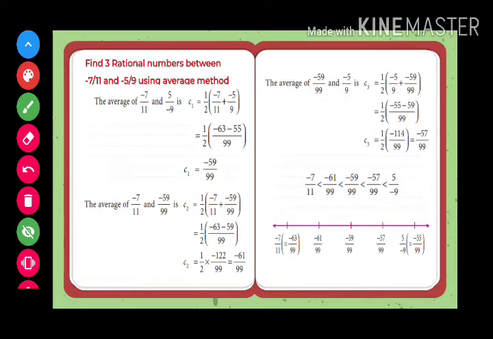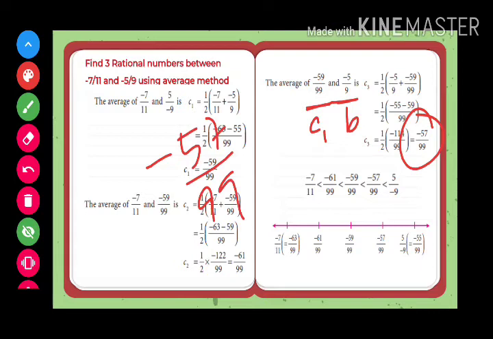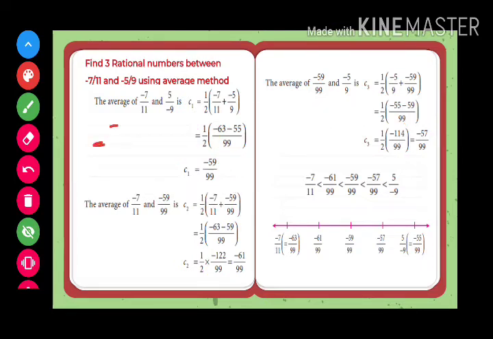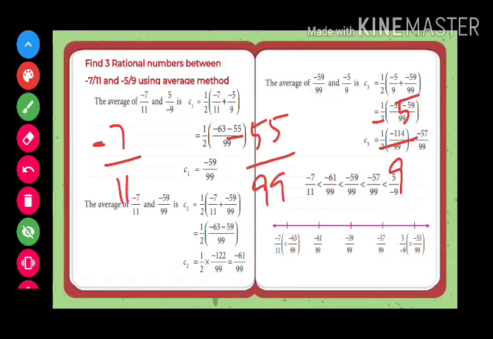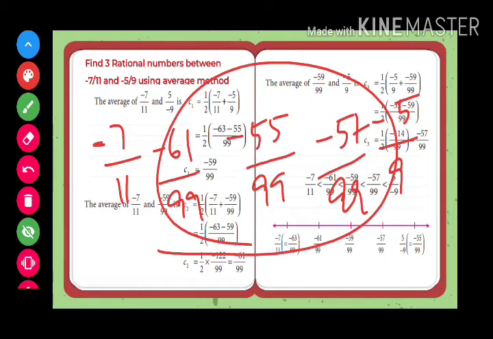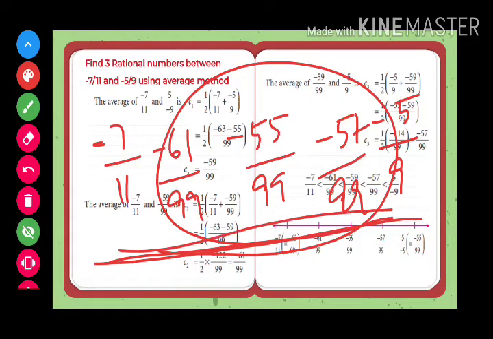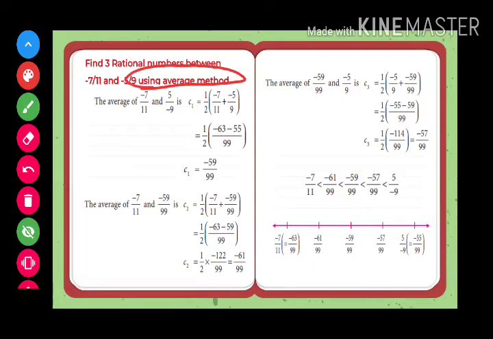Okay, see the average, this is C1 and this is B. So hence the number we got is minus 57 by 99. So the numbers we found between minus 7 by 11 and minus 5 by 9 are minus 59 by 99, minus 61 by 99 and minus 57 by 99. Hence using average also we can find any number of rational numbers between any two rational numbers, but only in exam if they ask using average method you can use this method.